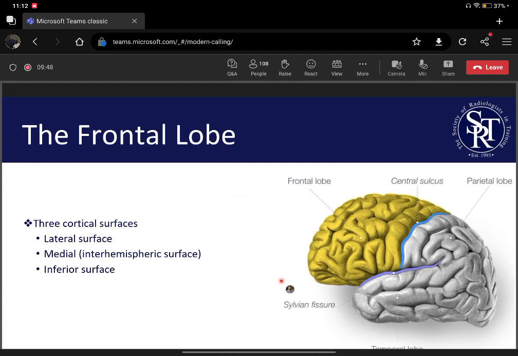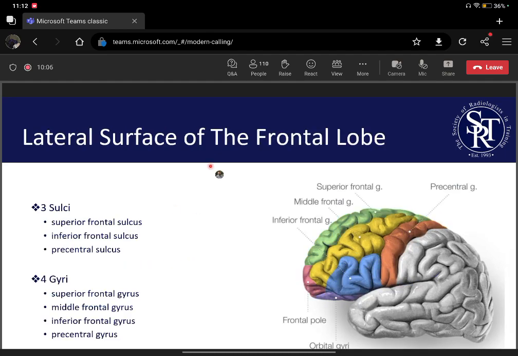All right, now let's start with the frontal lobe. So it has three surfaces. It has a lateral surface, a medial surface, and an inferior surface. The inferior surface is kind of low yield for the exam. I would recommend you read on it, of course, but I'm just going to cover the lateral and medial surface for now. And starting with the lateral surface, we can see three sulci that will divide it into four gyri. So we have here the superior frontal sulcus, the inferior frontal sulcus, and the precentral sulcus, and that will give us the superior frontal gyrus, middle and inferior frontal gyri, and the precentral gyrus.